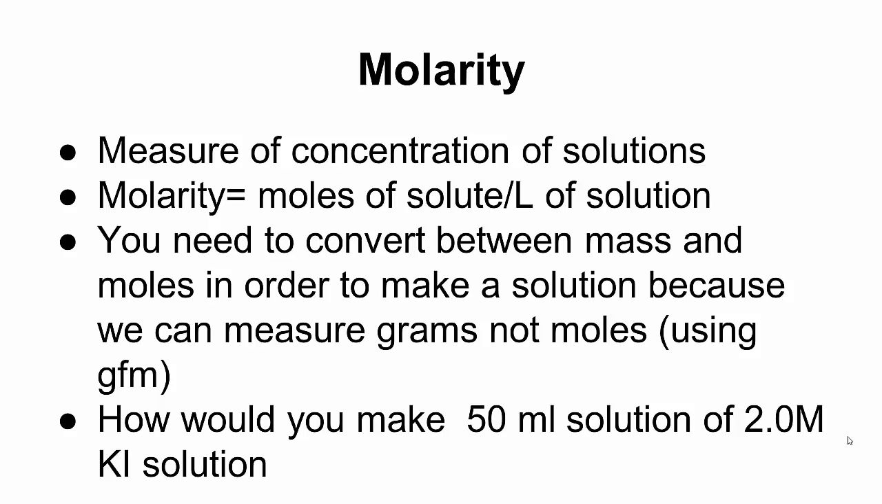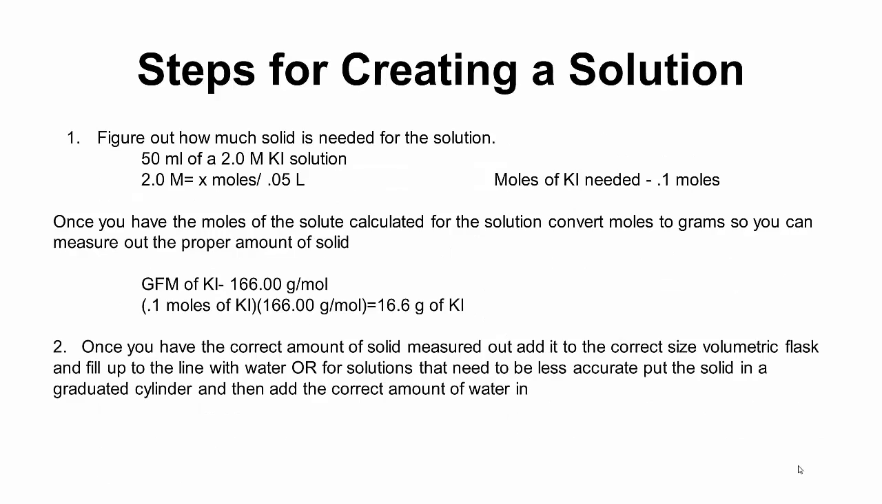So for our first sample problem, how would you make a 50 milliliter solution of 2 molar potassium iodide solution? So give that a shot. And here is the beginning of your solution. So the first thing you need to do is figure out how much solid is needed for the solution. For a 50 milliliter 2 molar potassium iodide solution, you calculate that by using the molarity formula.